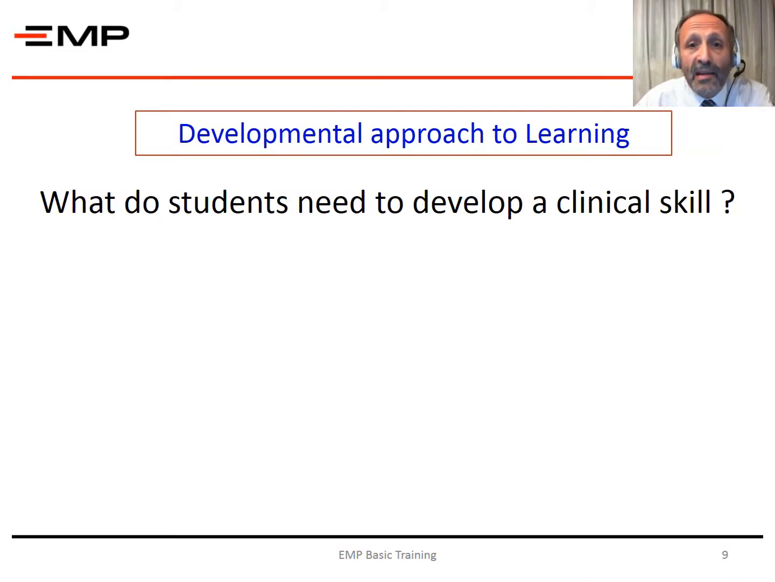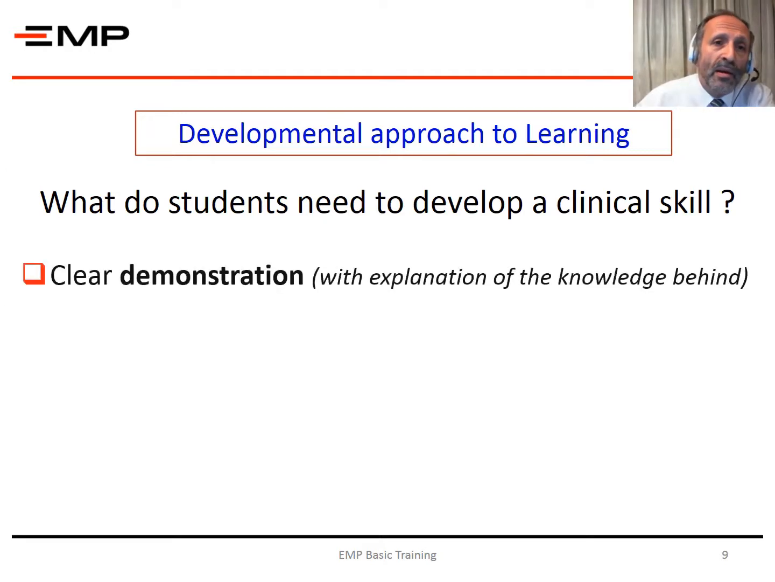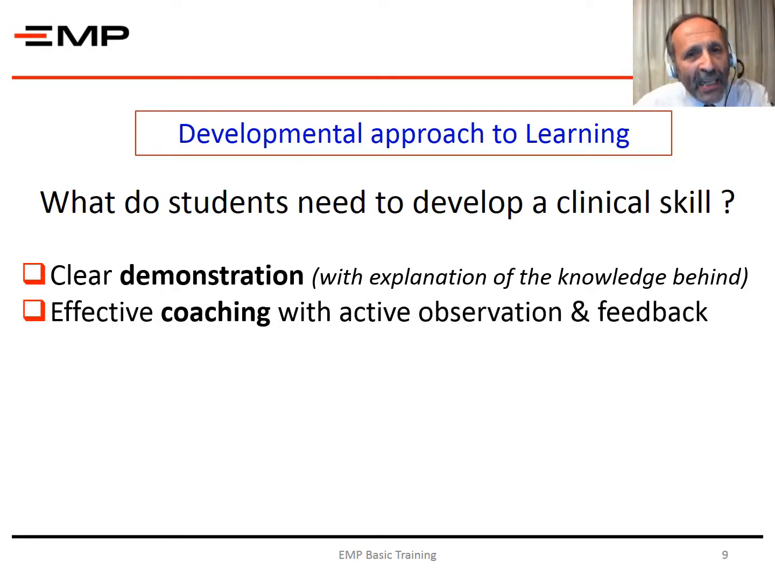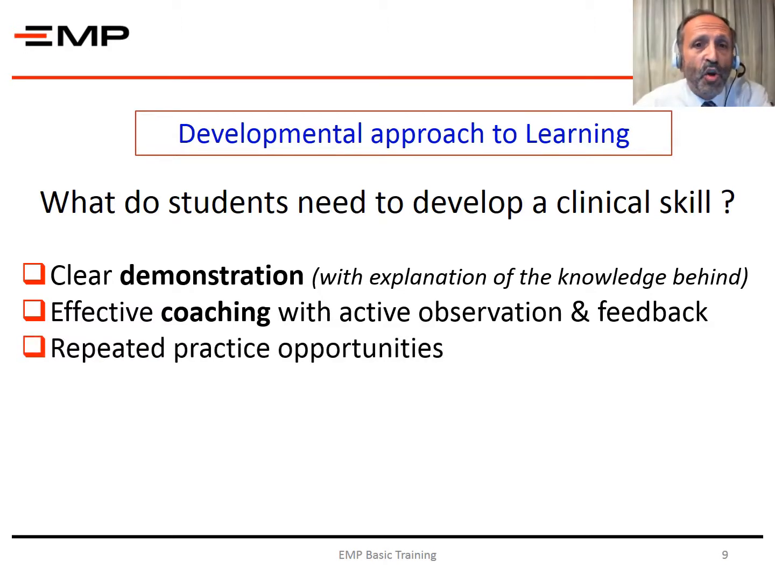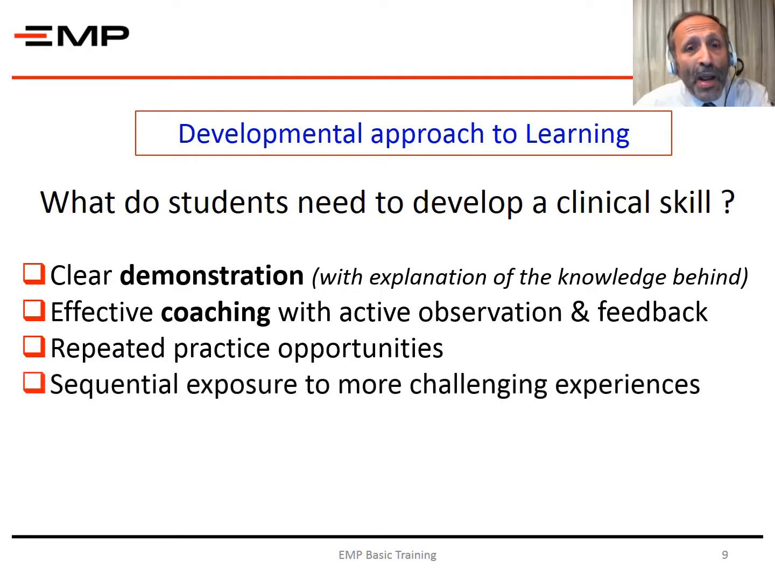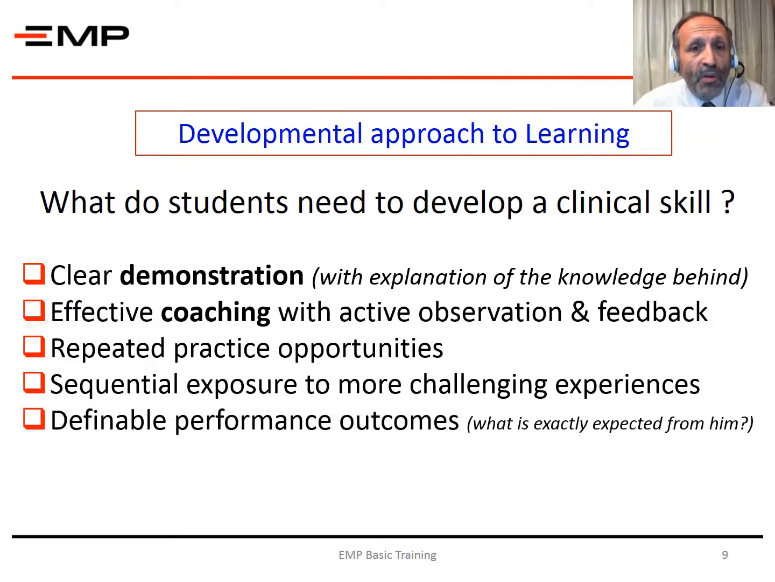For students to develop a clinical skill, they need, number one, a clear demonstration with explanation of the knowledge behind it, of course. They need effective coaching with active observation and feedback. They need repeated practice opportunities and sequential exposure to more challenging experiences. We'll discuss this in more detail. And it's very important to define the performance outcome. They need to know what exactly is expected from them. Finally, motivation for self-directed, proactive learning.